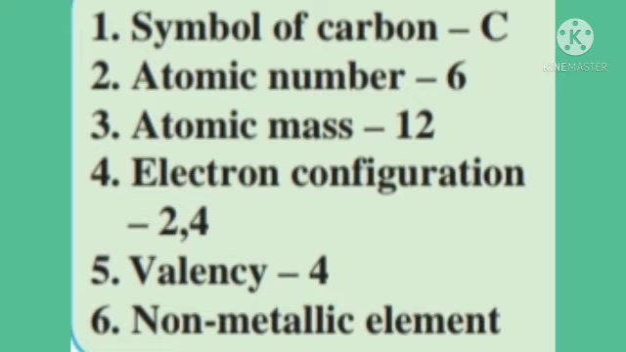The element carbon is available abundantly in nature and occurs in the free as well as in the combined state. Now, let us study the properties of the non-metallic element carbon. The symbol of carbon is C. Atomic number 6. Atomic mass of carbon is 12, electronic configuration 2, 4, and its valency 4, and carbon is a non-metallic element.